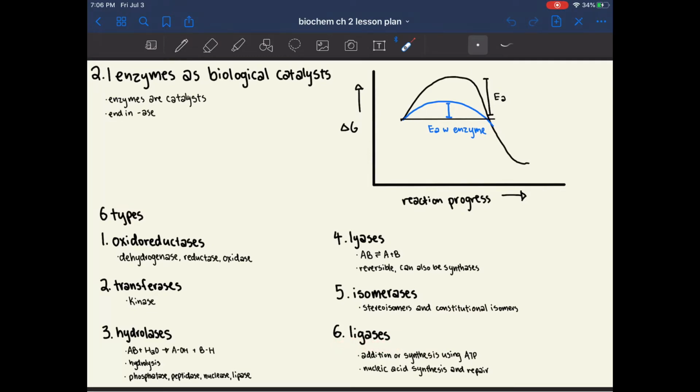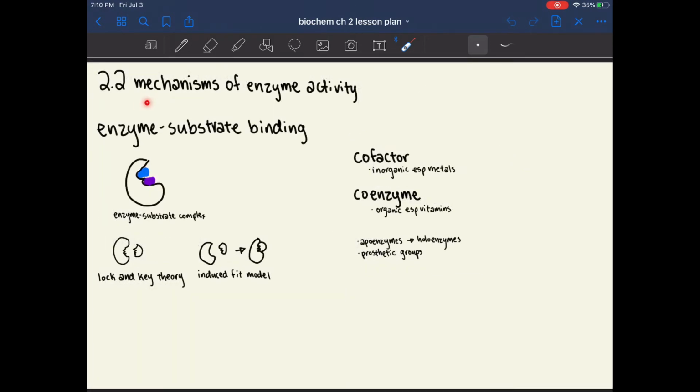The sixth type of enzyme is called a ligase. A ligase is similar to a lyase in that it does addition or synthesis, and it can also break things apart. However, ligases often act on much bigger molecules, so they require ATP, or they require an input of energy in order to make this happen.